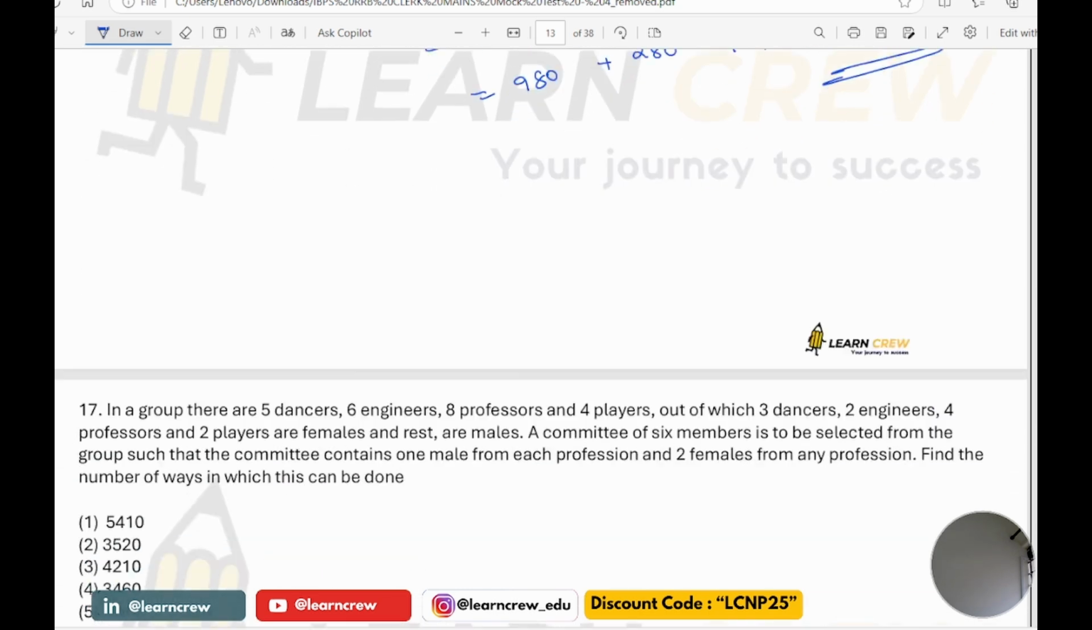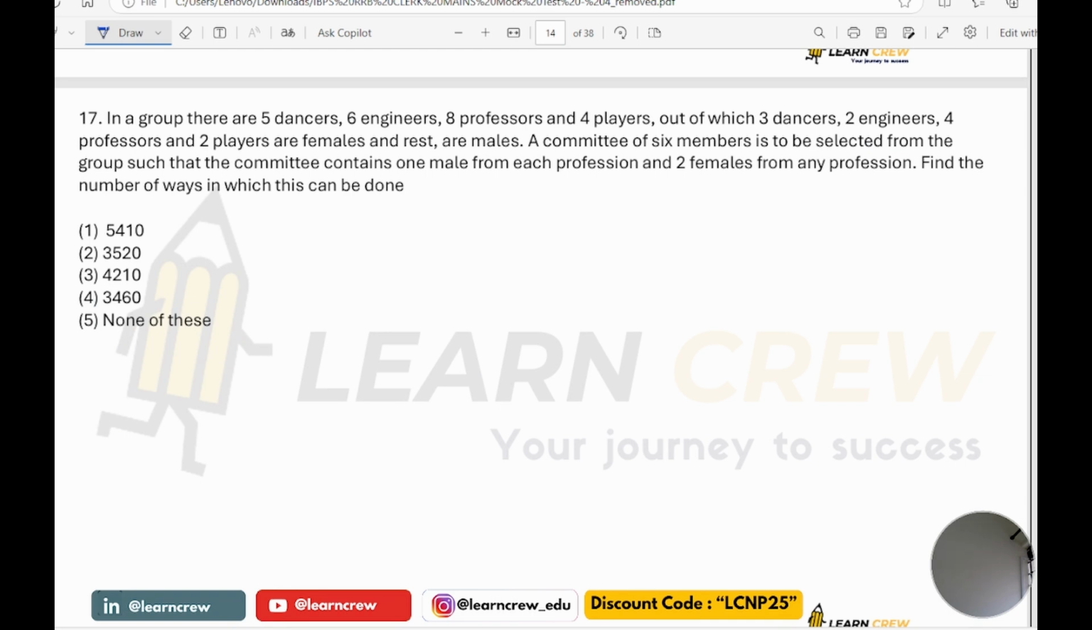Next question. In a group, there are 5 dancers, 6 engineers, 8 professors and 4 players. Out of which 3 dancers, 2 engineers, 4 professors and 4 players are females and rest are males. A committee of 6 members is to be selected from the group such that the committee contains 1 male from each profession and 2 females from each profession. So total number of females will be how much here? 3 plus 2 plus 4 plus 2. Total 11 females.